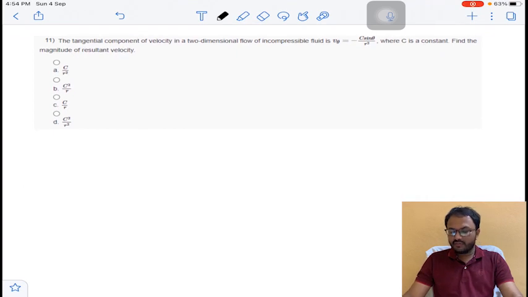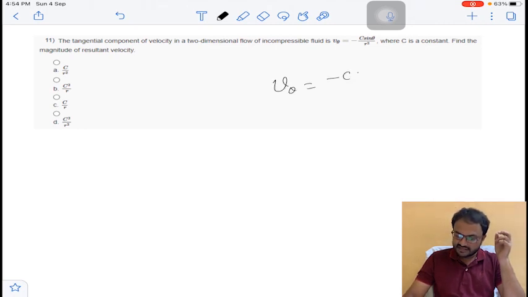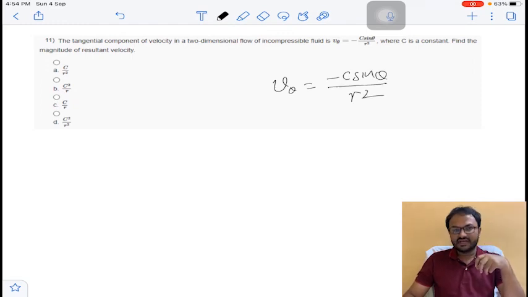And the tangential component of velocity in a two-dimensional flow of incompressible fluid is V theta equal to minus C sin theta divided by R square. So the magnitude of the resultant velocity will become C divided by R square. So option A for question number 11.